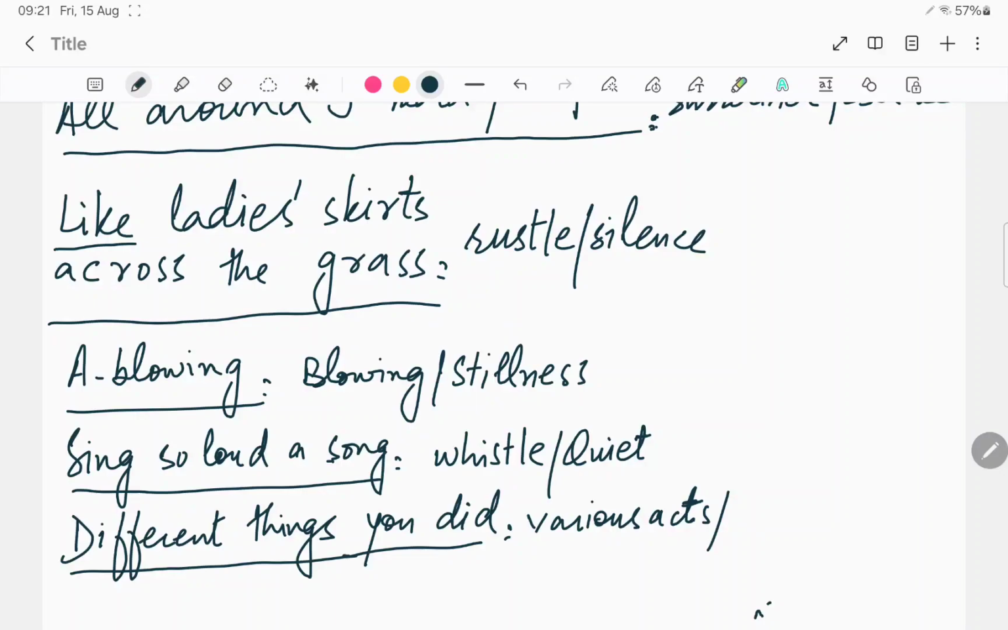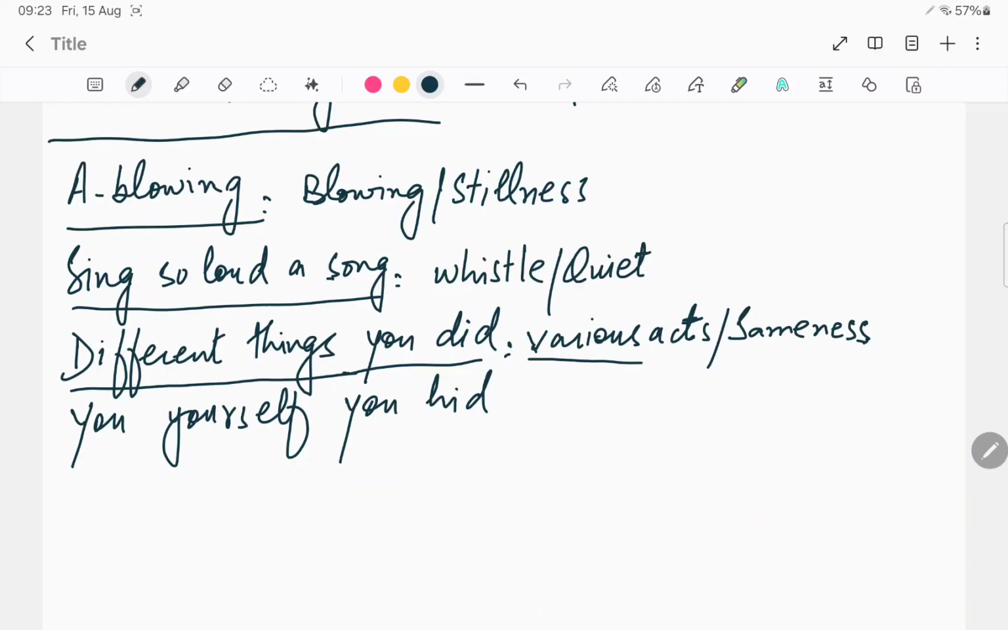And what can be the antonym? Because here the word various is the key, the opposite will be sameness. That means doing the same thing, but here the wind is doing so many different things. And how can we use that in our sentence? We may say that I noticed the different things you did to help us. So that is how we can use this word in our sentences. Well, the next phrase here is you yourself you hid.